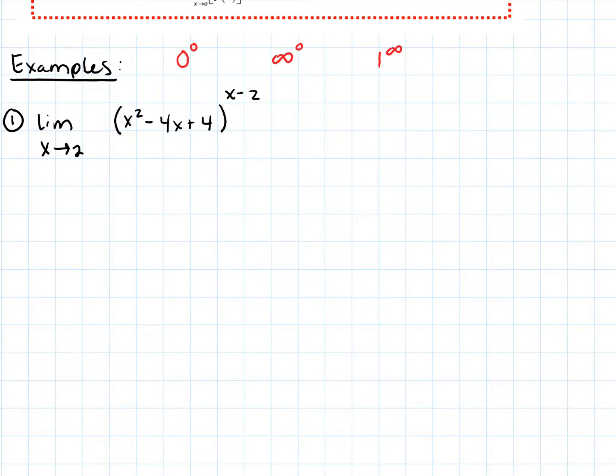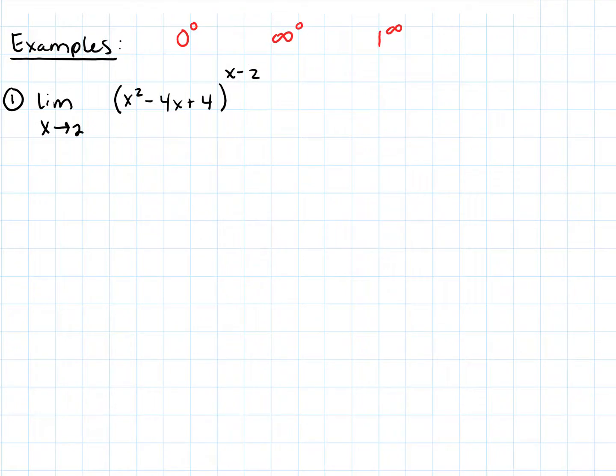Okay, so keeping those in mind, let's run this through. Of course, before we do anything, we have to check to make sure that the limit is in fact indeterminate. Otherwise, we should just evaluate the limit. So check to make sure it's indeterminate first. That should always be your step. So when we plug in 2, we're going to get 2 squared minus 8 plus 4, to the 0. So we get 4 minus 8 plus 4 to the 0. Well, that is 0 to the 0, and that is indeterminate.